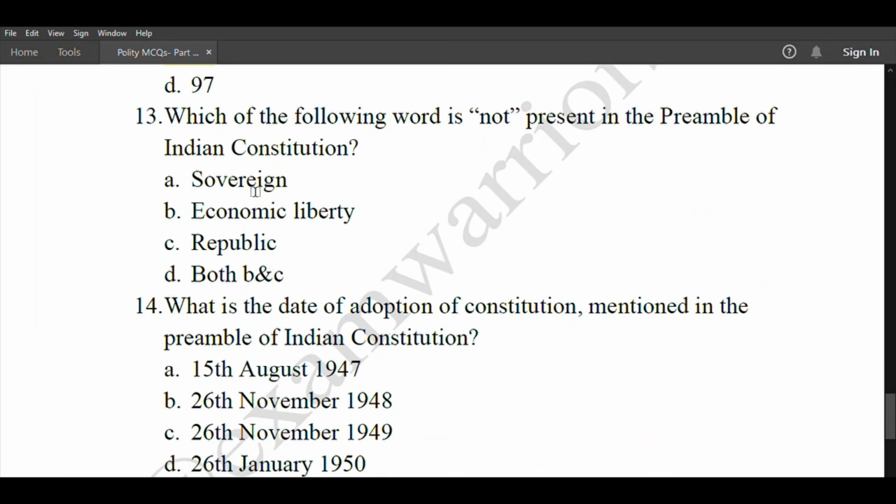And the next question is, which of the following Constitutional Amendment Acts is called the Mini Constitution? Here the answer is 42nd Constitutional Amendment Act 1976. And the next question is, which of the following words is not present in the preamble of the Indian Constitution?